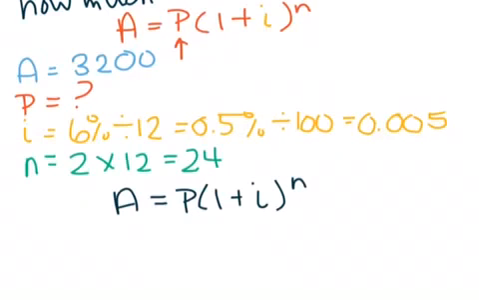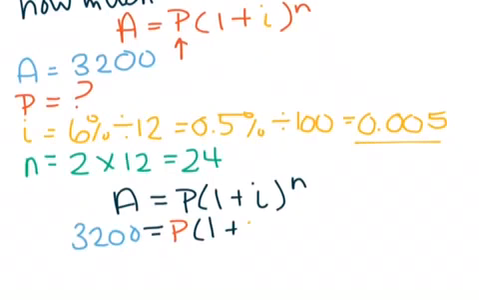So let's plug in what we know. We know that A equals 3,200, so we're going to write 3,200. P equals, no idea, so we're going to write P. Then we've got 1 plus, what's I? 0.005, sorry. And what is N? N is just 24.